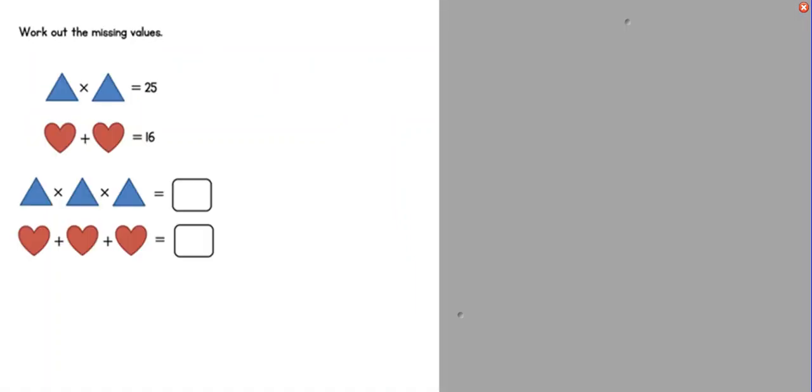And this is your next missing values number. So you've got to work out something multiplied by something is 25 to work out what the triangles are worth. Something add something equals 16 to work out what the love hearts are worth. Then you've got to multiply them together yourself to create two answers. Remember the triangles will all be worth the same and the hearts will all be worth the same. Pause the video now and have a go at this one independently.